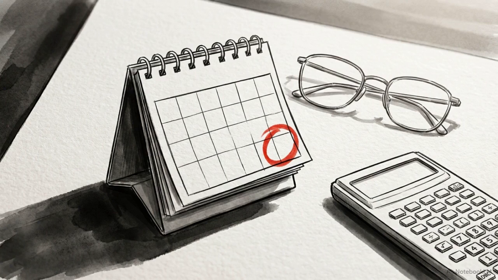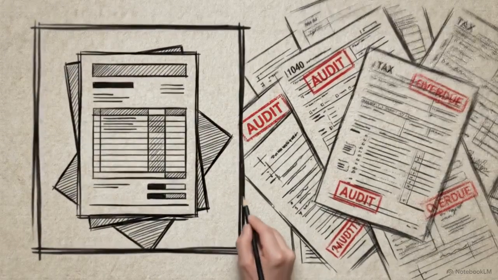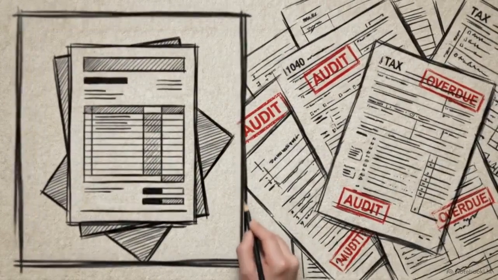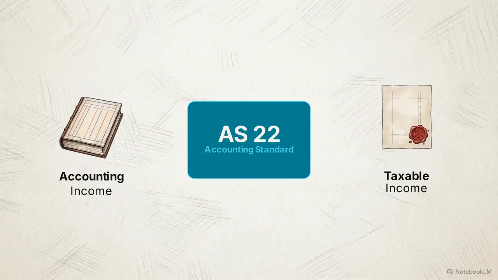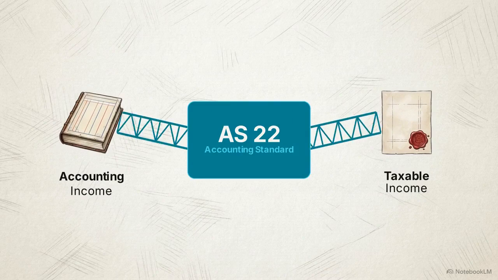For financial professionals, an inherent tension exists at the end of every reporting period. The net profit shown on a company's financial statements rarely aligns with the taxable income calculated for the government. Accounting Standard 22 exists to reconcile these two competing realities.